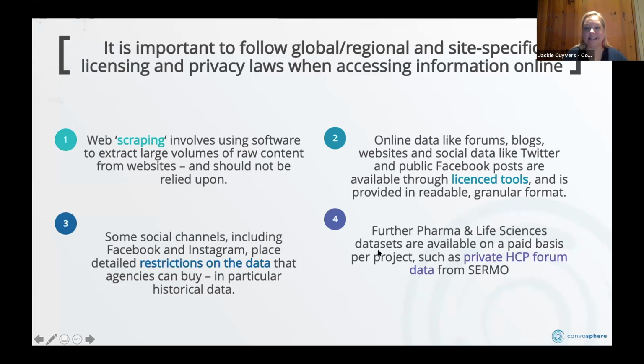Lastly, while these social listening tools gather public data sets, public-facing Facebook groups, public-facing Facebook profiles, public tweets, public forums like Reddit, there is the ability to license on a per project basis data sets that can be really useful to pharma and life sciences. So in particular, we use Sermo forum data, which is an HCP peer-to-peer forum, often on our projects. There are lots of different data sets out there that, while they may not be readily available in a social listening tool, you may be able to use on a per project license basis.